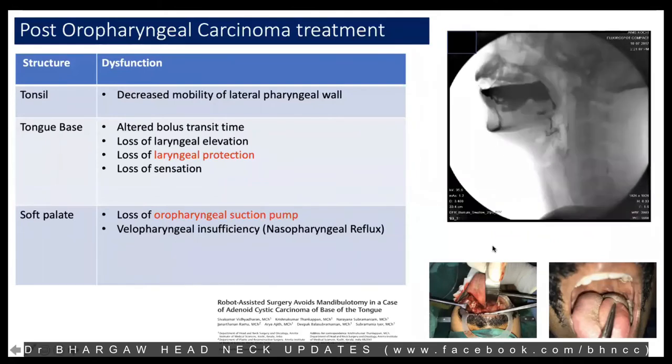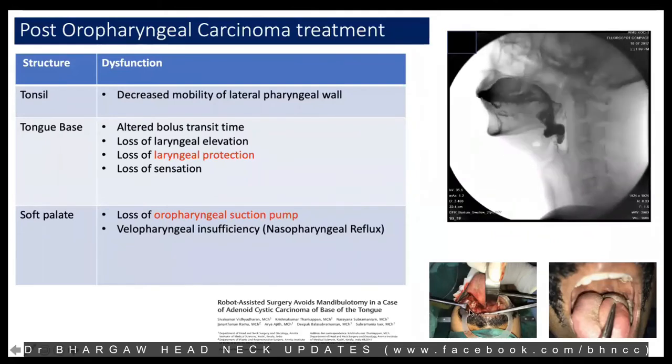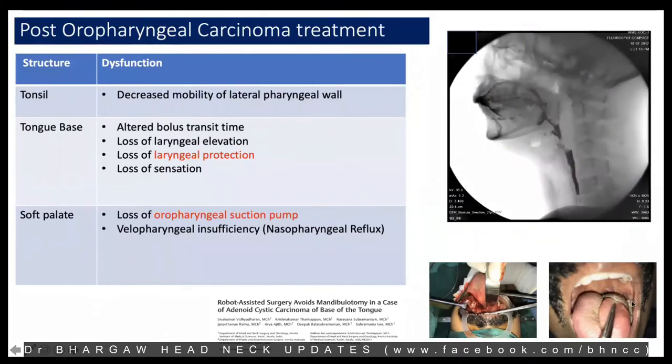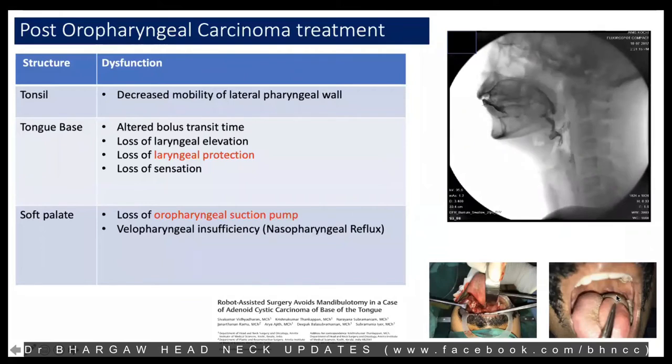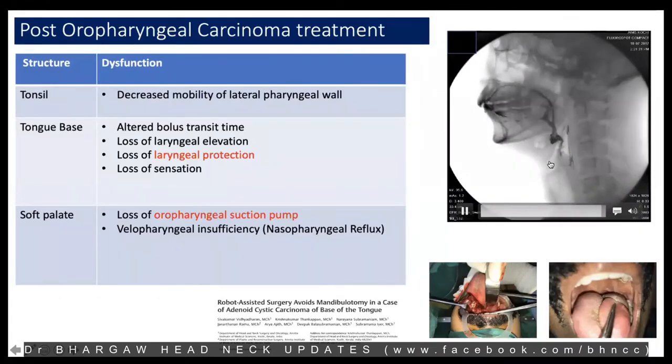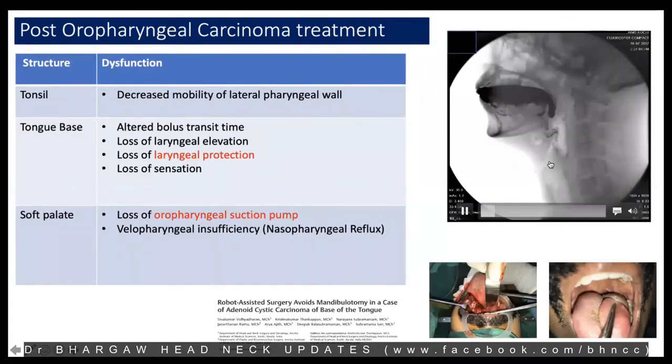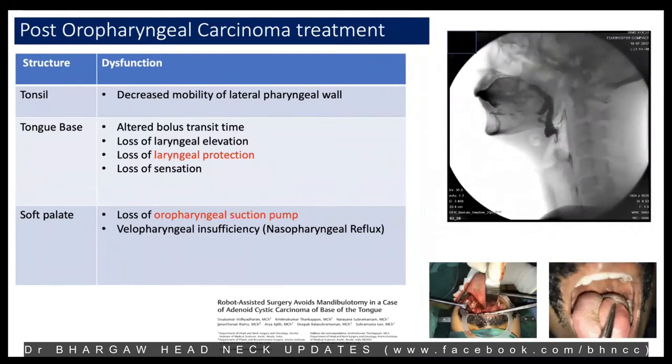This is actually a patient who had an adenoid cystic carcinoma of the tongue base, where robotic surgery was done, and also a free flap was inserted, and the patient had near normal swallowing on the 6th post-operative day. So that's how minimally invasive surgery helps. Along with that, you need to rehabilitate patients too.